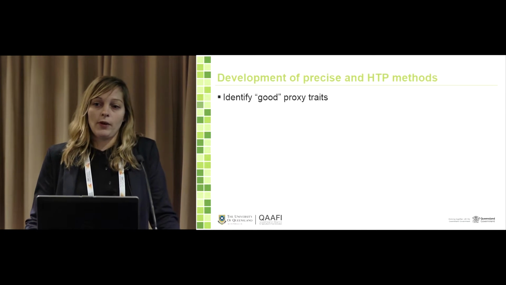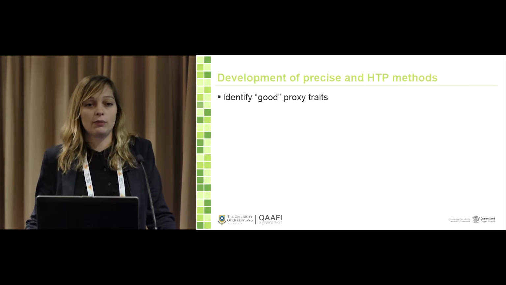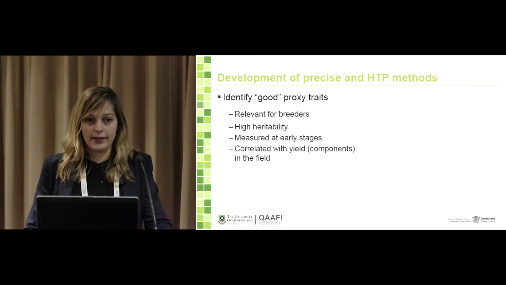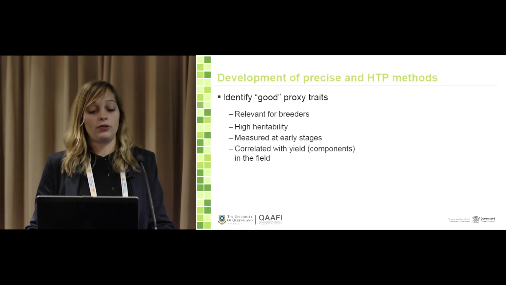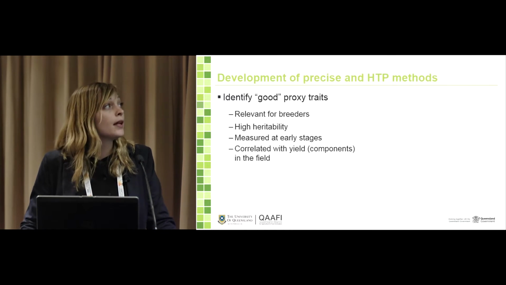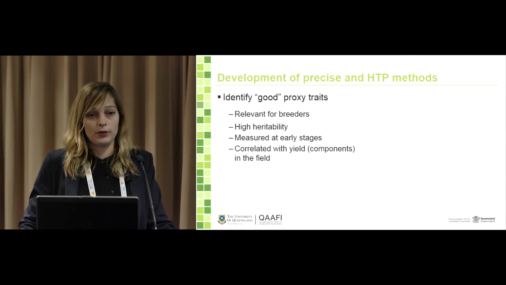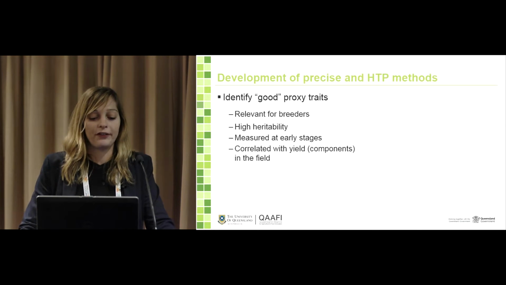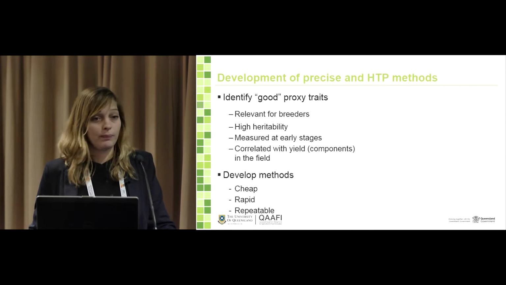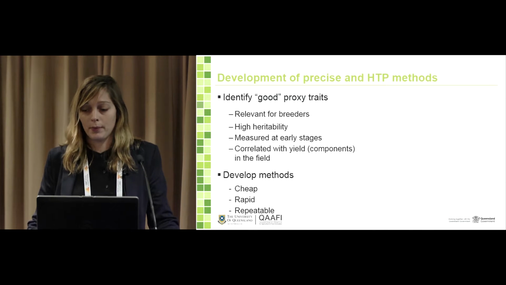The strategy that we employ is we first need to identify some good proxy traits. A good proxy trait is a trait that is correlated with a trait relevant for breeders, that has a high heritability, that you can measure at early stages, and importantly, that correlates with the yield or yield components in the field. And then we develop these methods, as I said, cheap, rapid, and as accurate as we can, so they're repeatable across experiments.